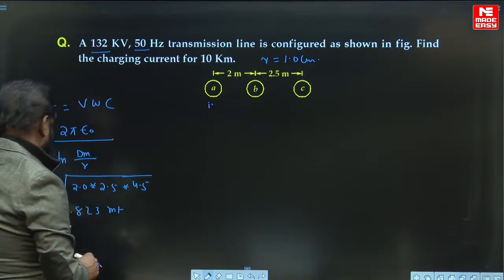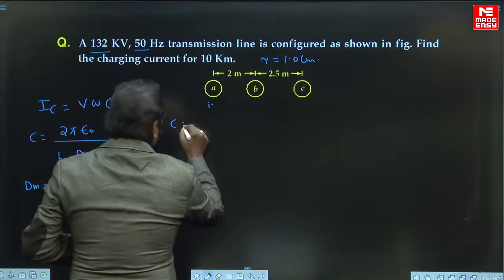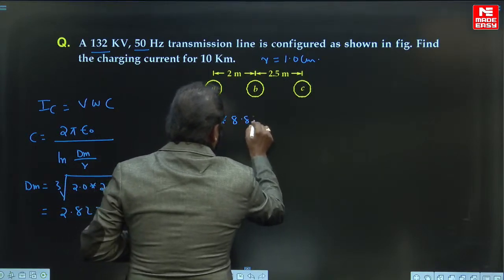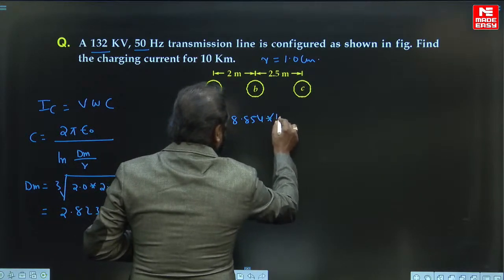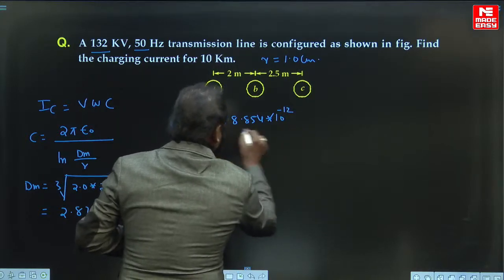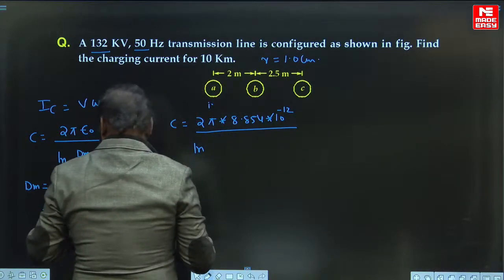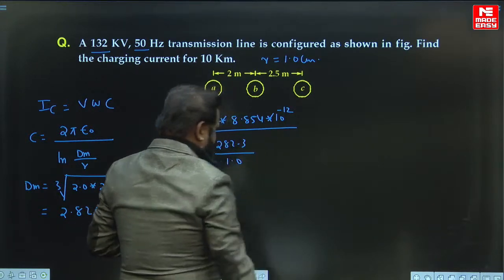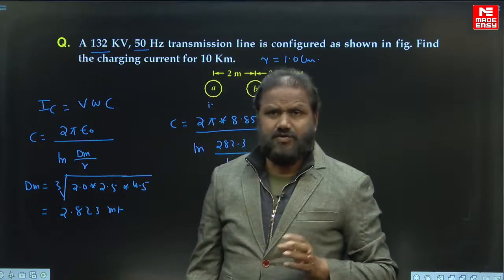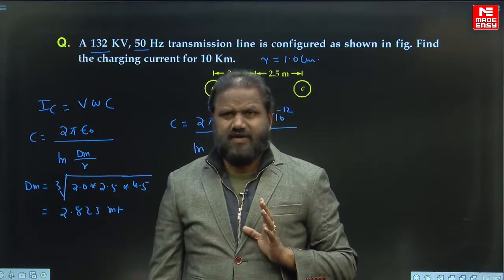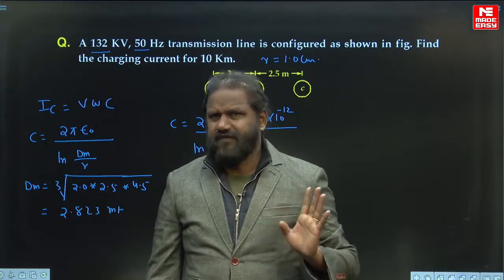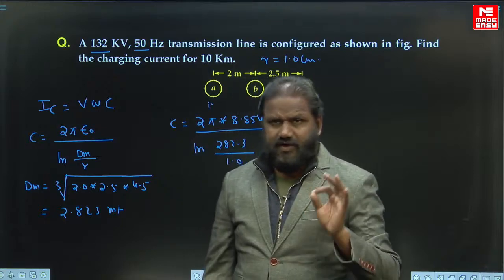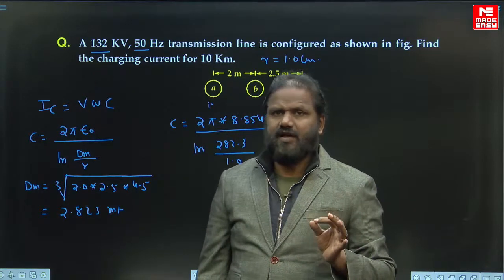Okay, so dm is equal to this. Now C is equal to 2 pi into epsilon, which is 8.854 into 10 to the power of minus 12, divided by ln of this, equal to 282.3 divided by 1. Here, for the calculation of the capacitance you should not take R dash. The reason is that there is no GMR effect; the skin effect is not valid in the calculation of capacitance. So there is no R dash. You have to take only R.